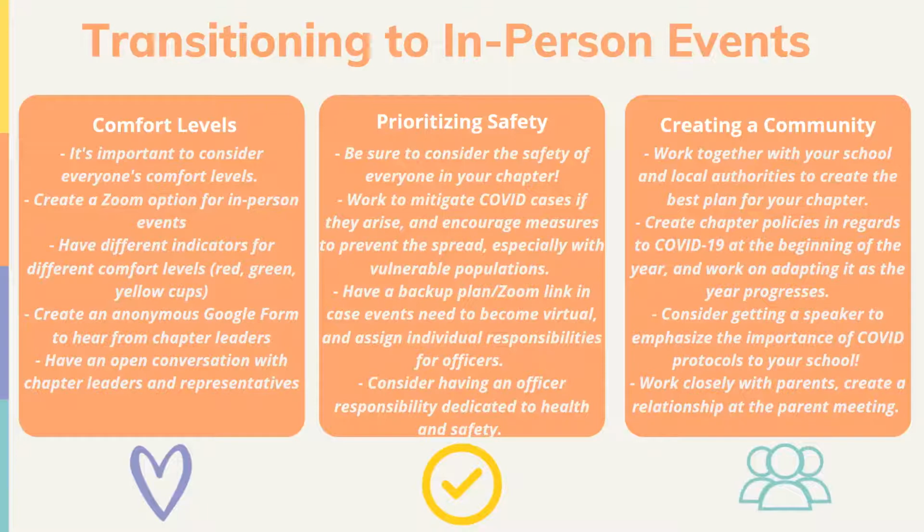Another way you can tell different comfort levels is an idea I had: maybe giving people punch or something, and then you can have different colored cups based on your comfort levels with COVID. So if you're vaccinated and you are okay with being around people who aren't wearing their masks, you can have one color cup. If you're wearing your mask and you want other people to also wear their masks around you, you can have another colored cup, kind of just setting up those distinctions so people know how to approach you in regards to health and safety.